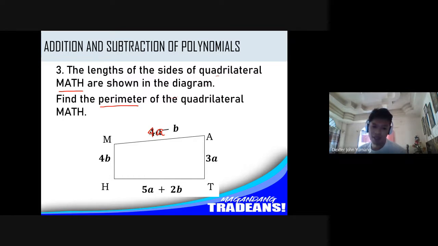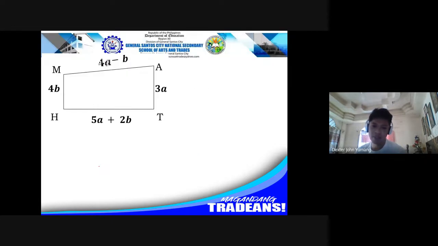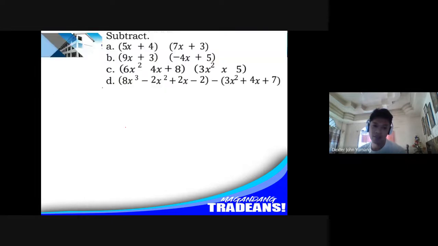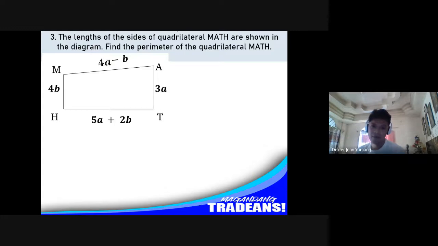So the first side is 4A minus B. The second side is 3A. The third side is 5A plus 2B. And the fourth side is 4B. I-add daw natin yan sila. So magiging ganito na po yung sagot. Oops, nawala. So balikan natin. Okay, please copy the problem and the figure before, sige, proceed na lang ako sa answering. Copy nyo rin po.